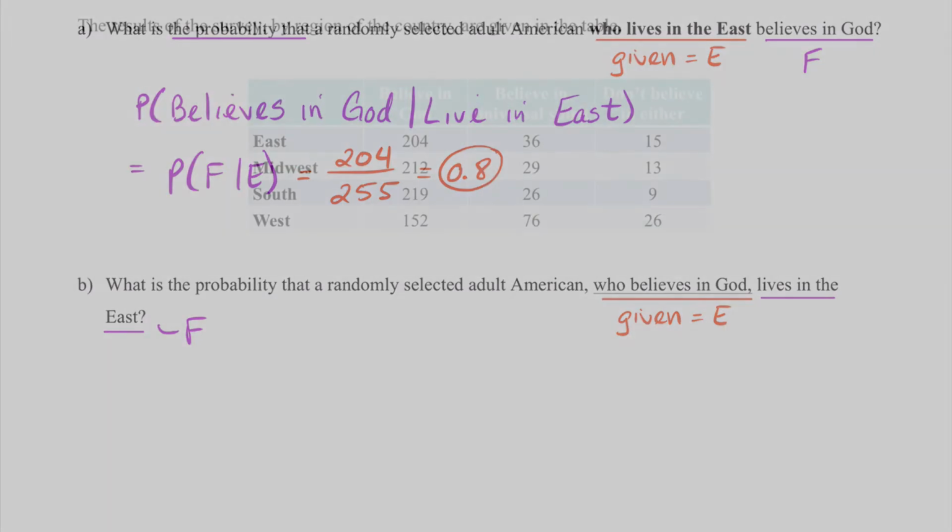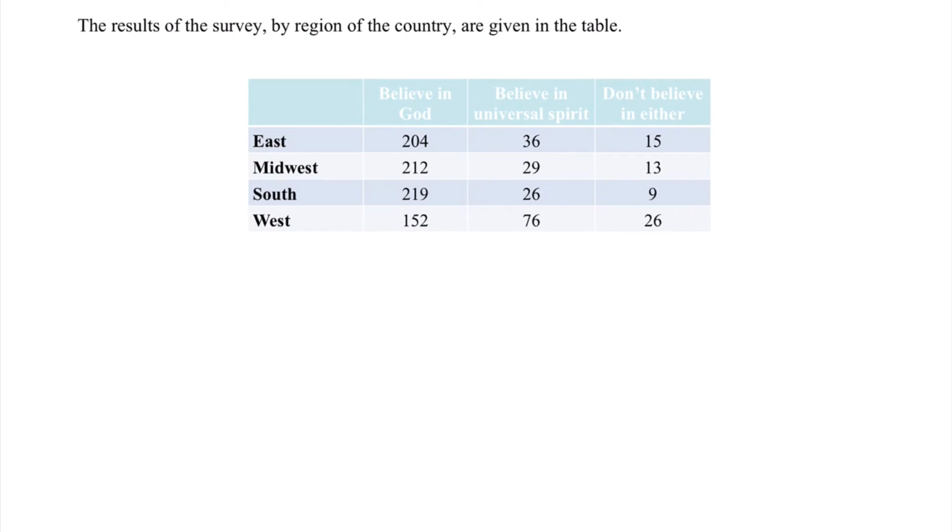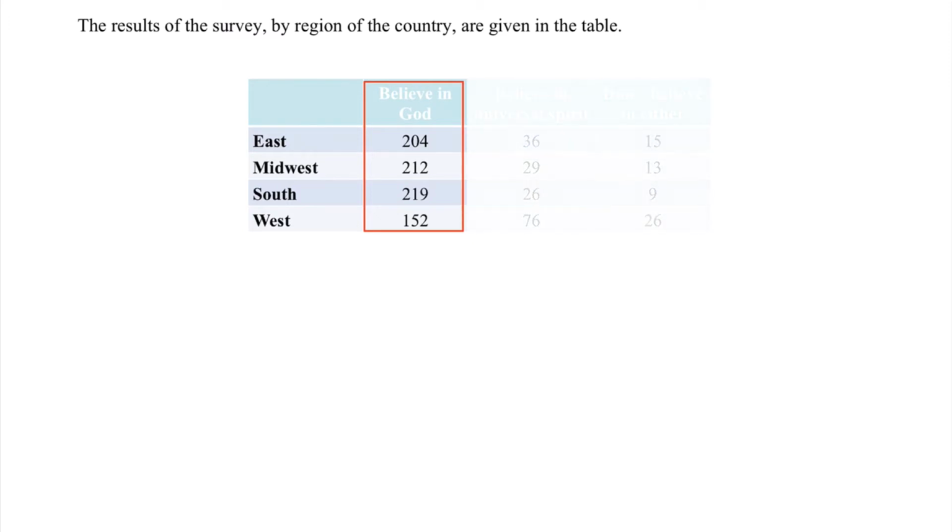Taking a look at our table then, we have our full sample space, but we're finding the probability of a randomly selected adult American who believes in God. That means we are only looking at those who responded that they do believe in God, and that means we are changing the sample space by ignoring everyone who has responded with anything besides believing in God. Now that we have our given, representing event E, they're asking us what is the probability that a randomly selected adult American lives in the East. This means one more time we're looking at the number of people who live in the East, but the sample space has been changed to be only those who believe in God.